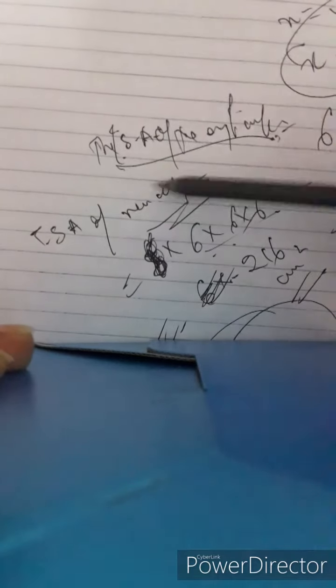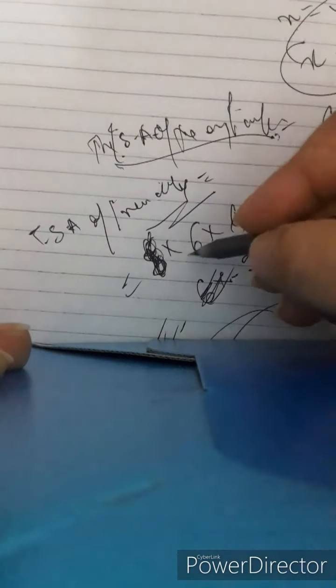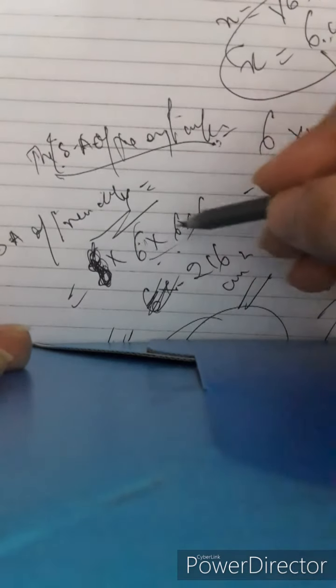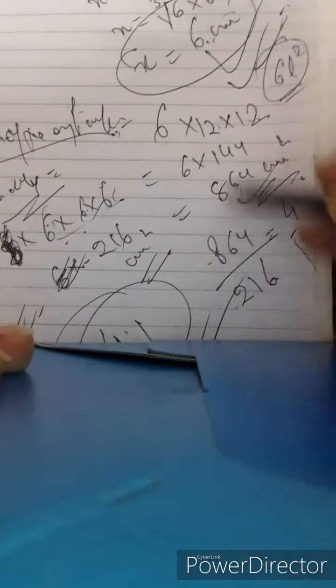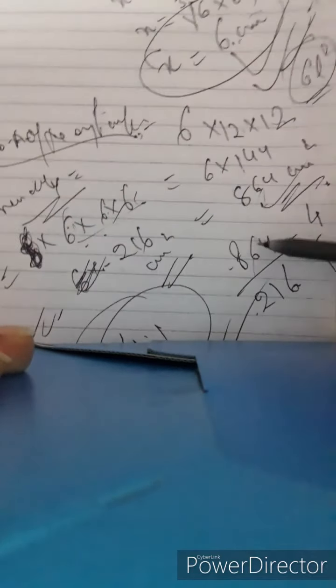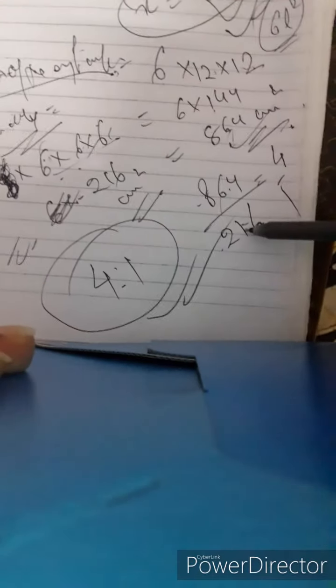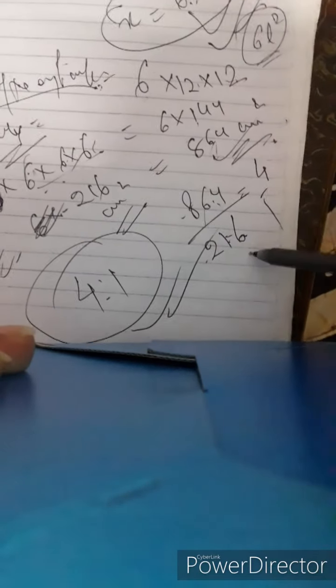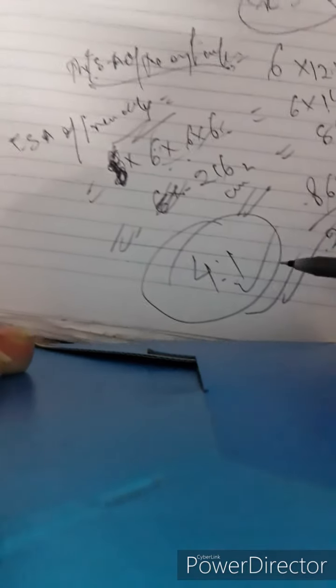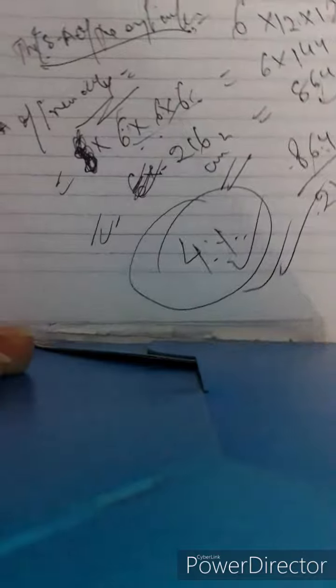864 came out, and the total surface area of one new cube formed equals 6 times L square, that is the side becomes 6. So 6 into 6 into 6, 216. So the ratio of their total surface area equals total surface area of the original cube divided by the total surface area of the new cube formed equals 864 divided by 216, 4:1, which came out the answer, the ratio between their total surface areas. I hope you are clear with this problem.